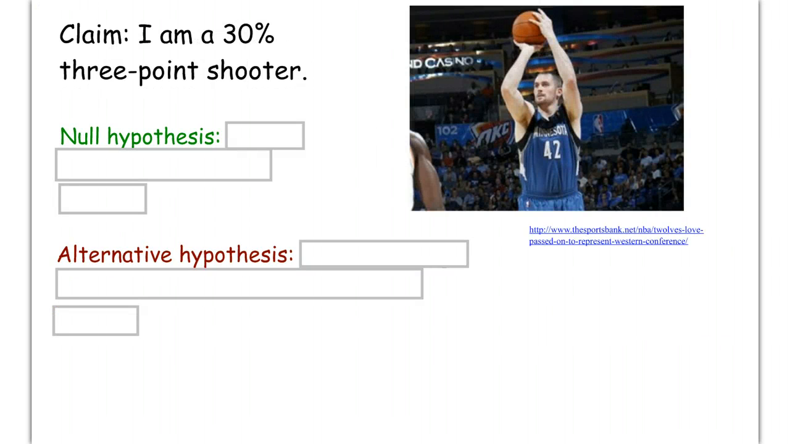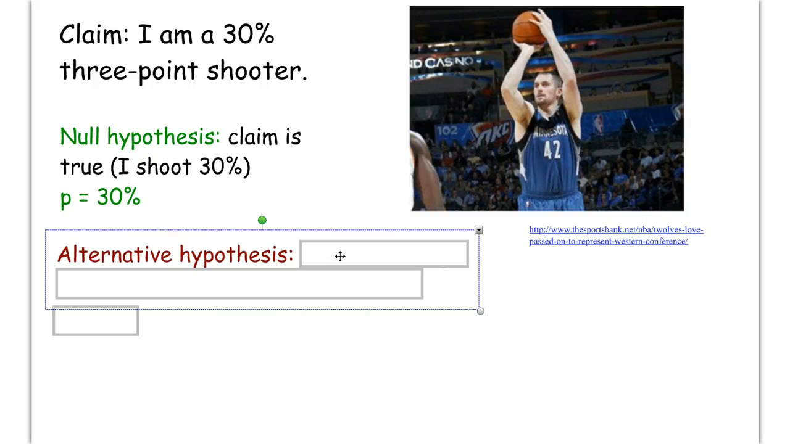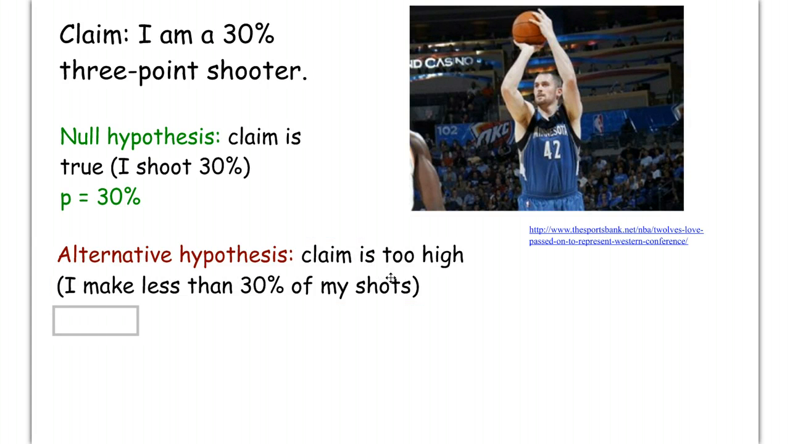Another one here. Claim: I am a 30% free throw shooter, or 3-point shooter. Whenever there's a claim, the null is to always assume that the claim is true. So if the claim is I'm a 30% free throw shooter, then you've got to believe it. The claim is true. I truly do shoot 30%. My p is equal to 30%. Now the alternate hypothesis is what you believe to actually be the case. If you think I'm exaggerating a little bit, you might say, oh, that claim is too high. You might say, I in fact make less than 30% of my shots. So you say p is less than 30%.